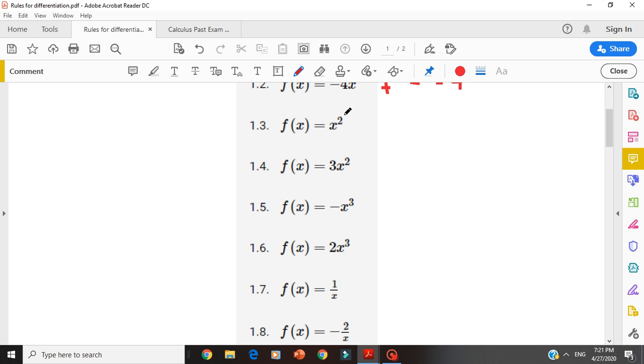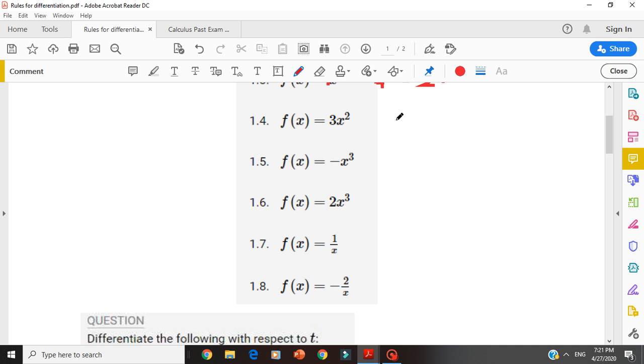So to find the derivative, you're going to take this exponent, times it by the coefficient that's in the front, and then minus 1 from that exponent. So f prime becomes simply 2x. Okay, question 1.4. The answer would be 3 times 2, which is 6, x to the power 2 minus 1, which is 1.